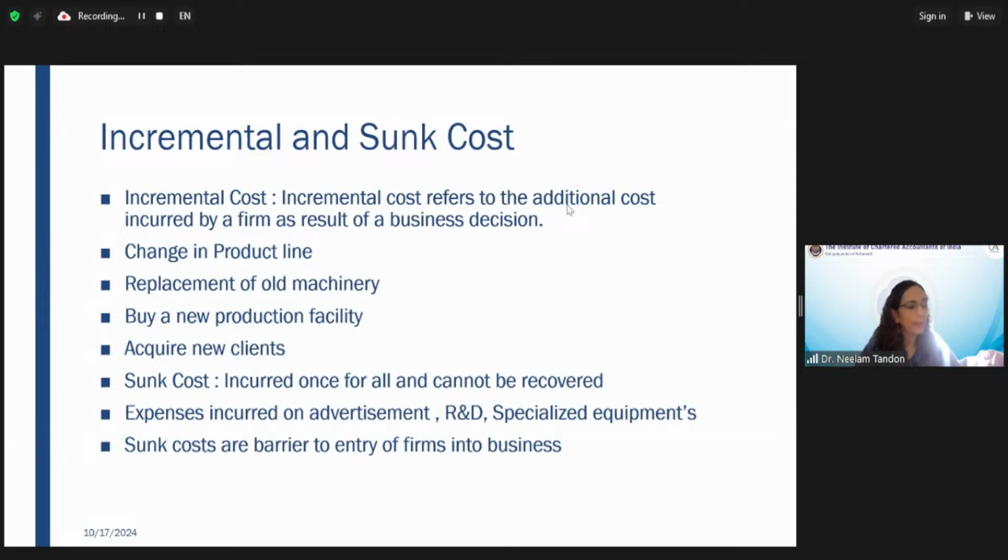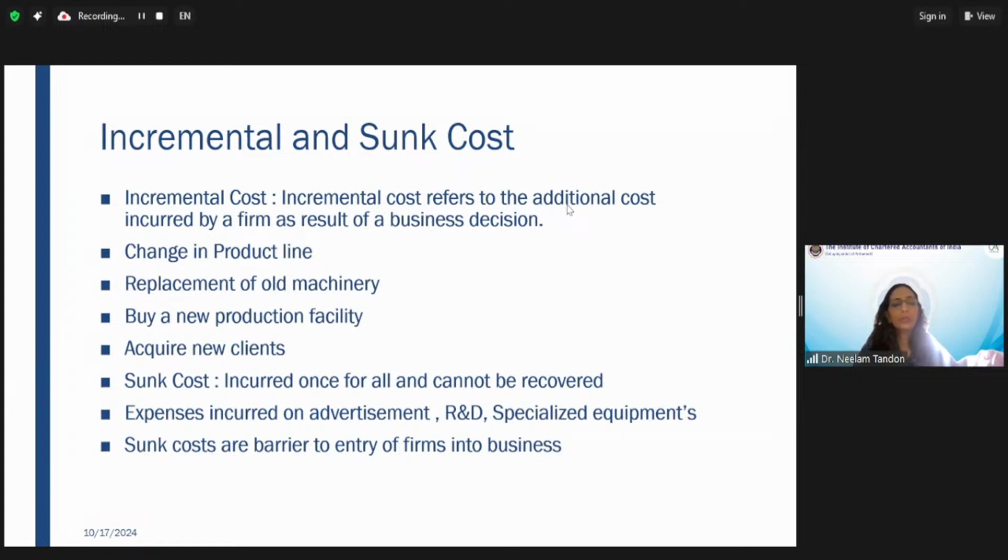अगर suppose नए market में आपने enter करने का decision लिया, you decide to acquire new firm, you want to enter in partnership with the other firm, उसके लिए जो भी आपकी cost होगी, that will be incremental cost because it's the business decision you have taken to expand your business, and that is the incremental cost. Okay, so that is incremental cost.